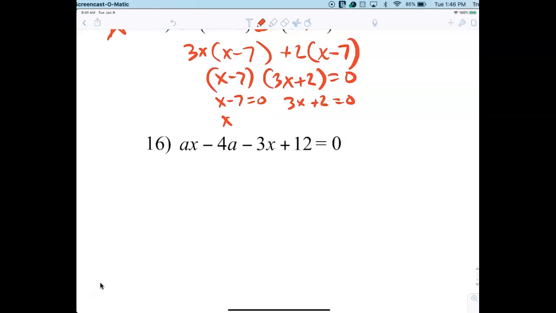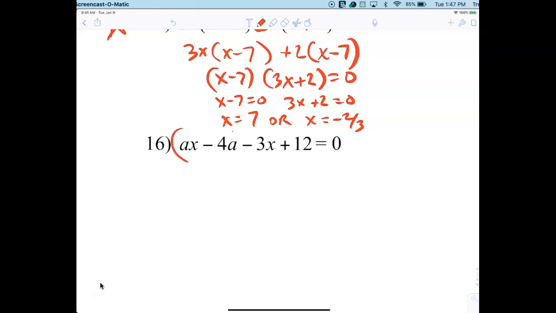So x is equal to what? 7. Or negative 2, negative 2 over 3. All right. Now I have 4 terms, so I'm going to do what? Factor by? Yep, factor by grouping.